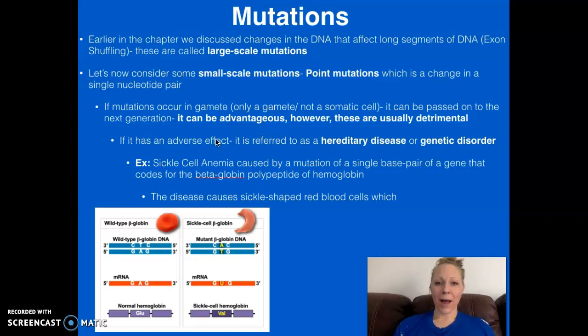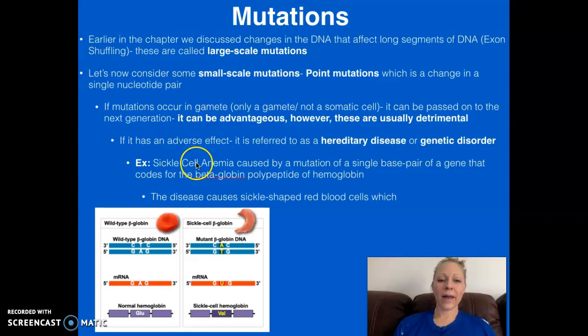But when they are passed on, it is called a hereditary disease or a genetic disorder if it is not advantageous. And in order for it to be passed on, it has to be a mutation in the gametes. The sperm and the eggs have to be the point where the mutation occurs. If it happens in your arm and you have skin cancer because you spent too much time in the sun, that is not going to be passed on to your offspring.